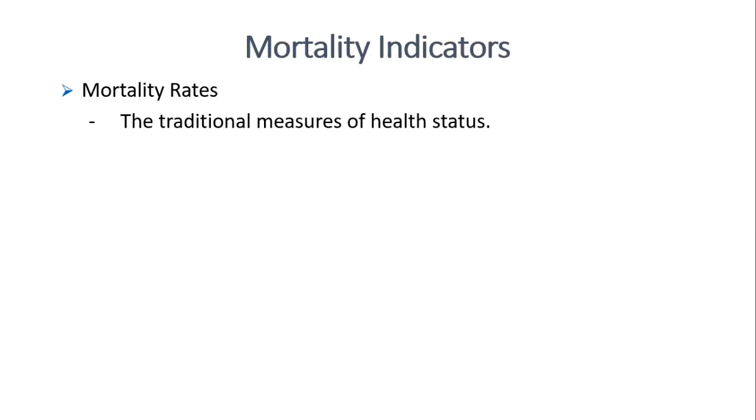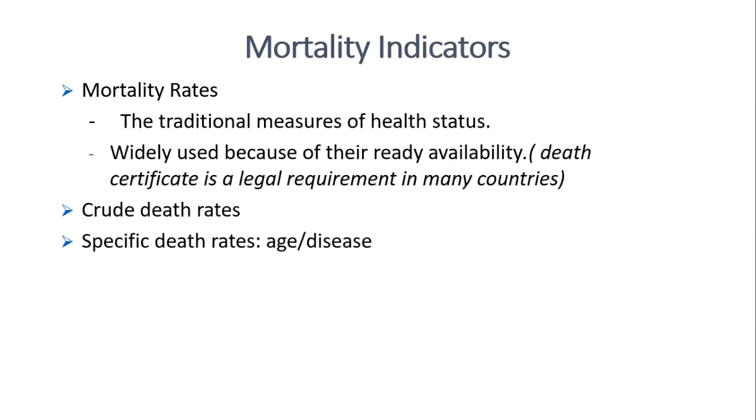So mortality indicators. What is a mortality indicator? Mortality indicator is the traditional measure of health status, widely used because of their ready availability. So how are we going to know about the mortality rate? This is through the death certificate. As I said, mortality is related to death. Mortality rate means death rate. Because everyone who dies in a country has to be issued a death certificate, and whoever is born is given a birth certificate.